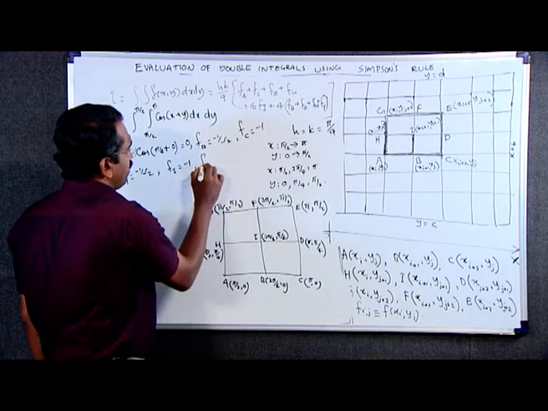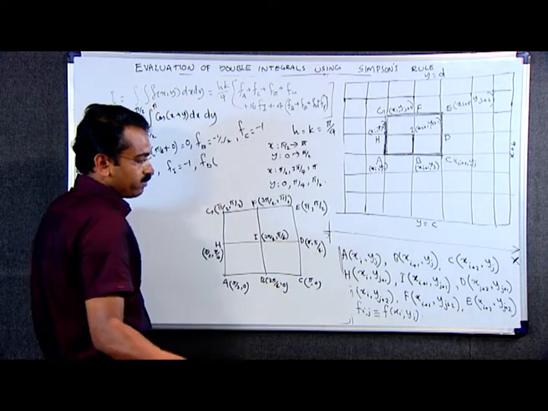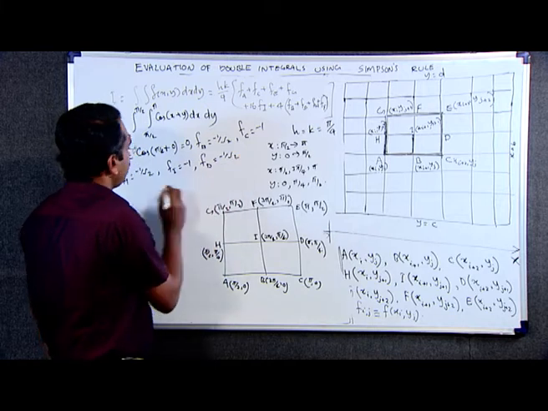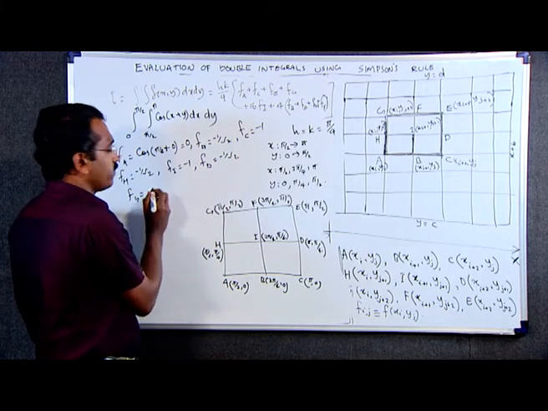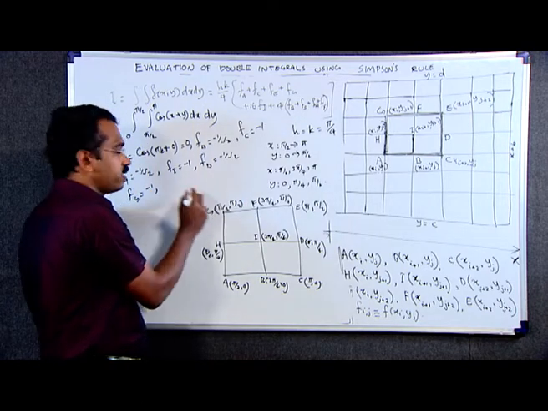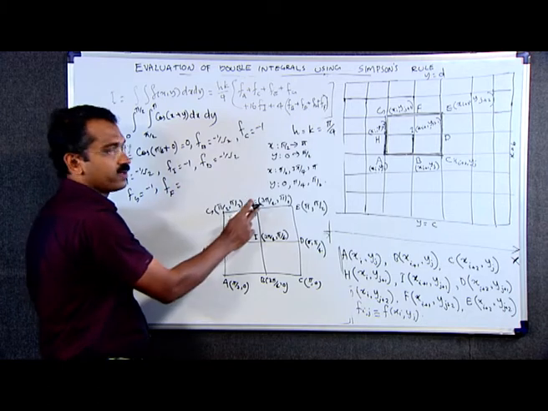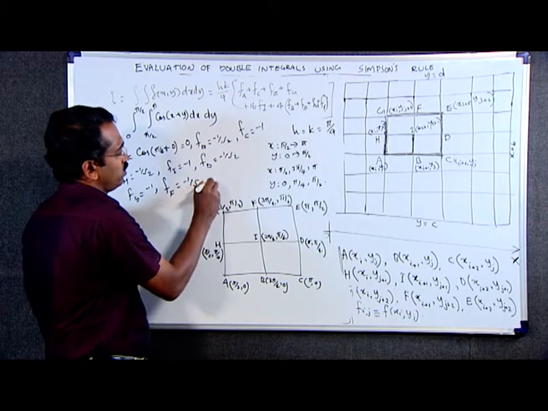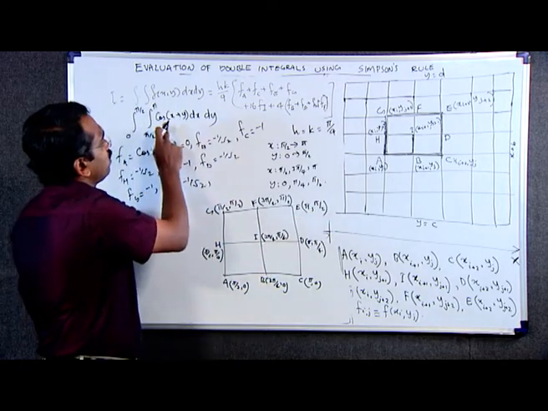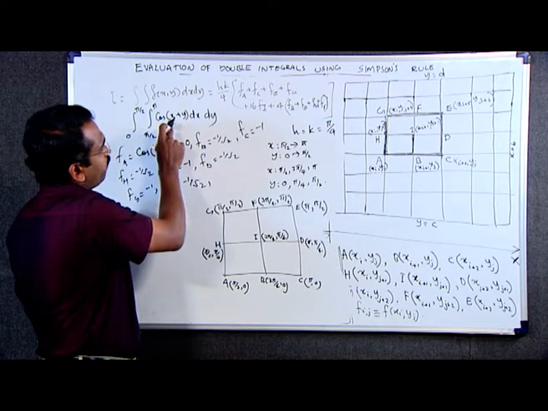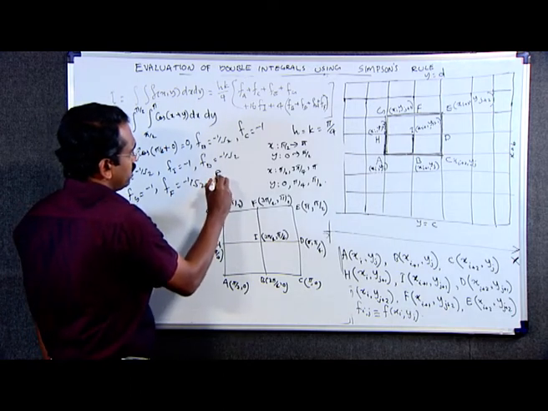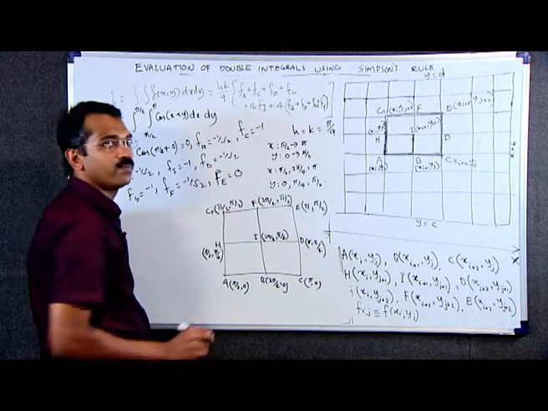F d, the value of the function at the point pi comma pi by 4, is minus 1 by root 2. F g is equal to minus 1. The value of the function at the point F is minus 1 by root 2, and the value of the function at E, the point pi comma pi by 2, that is cos of pi plus pi by 2, is 0. The value of the function at the point E is 0.